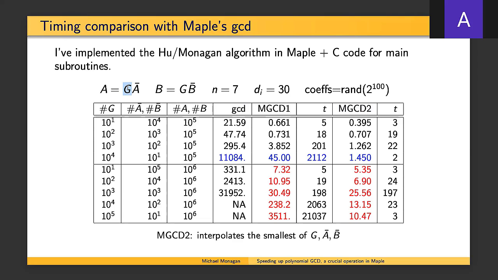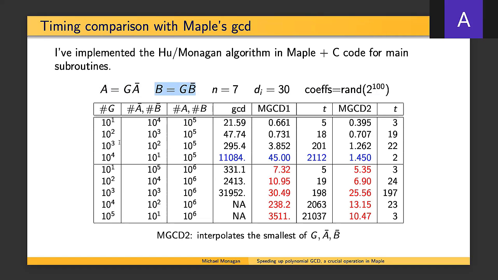I constructed G, it's a polynomial in 8 variables with degrees up to 30. So I just chose it at random, coefficients 100 bits long. Same for the A bar polynomial. So I have 2 random polynomials. I multiply them together to get A, do the same for B, and I've got a GCD problem.